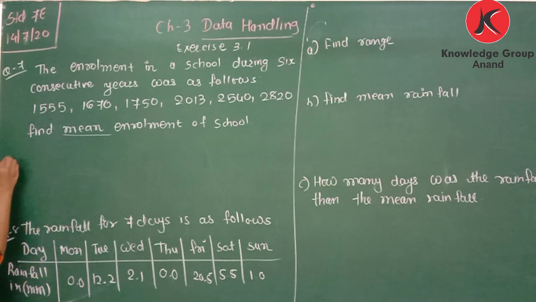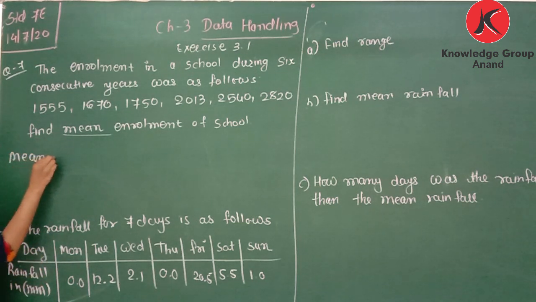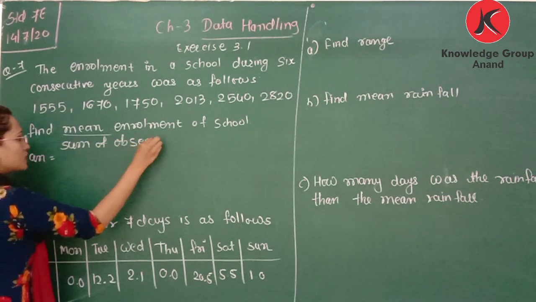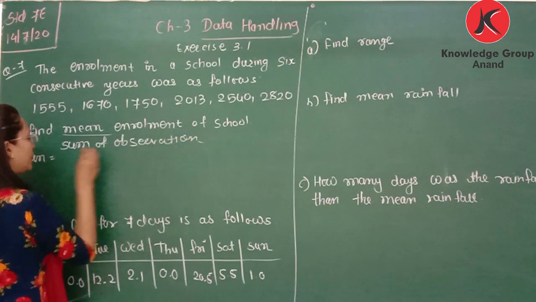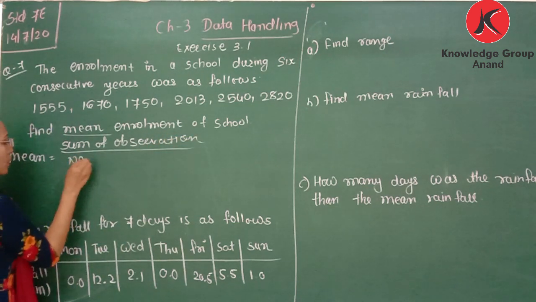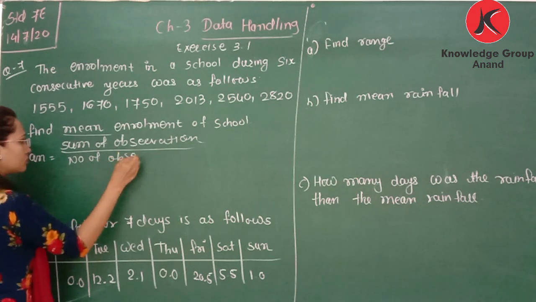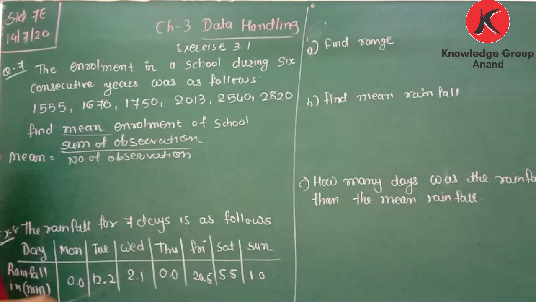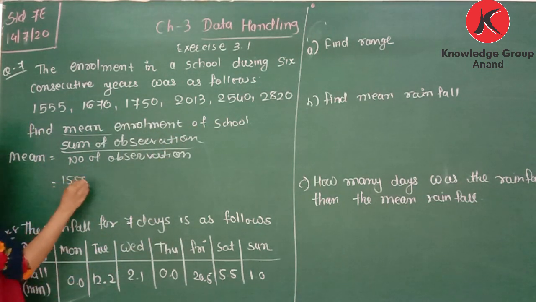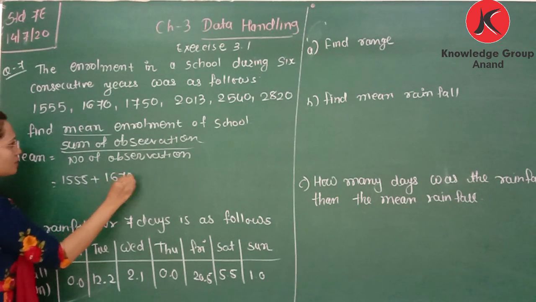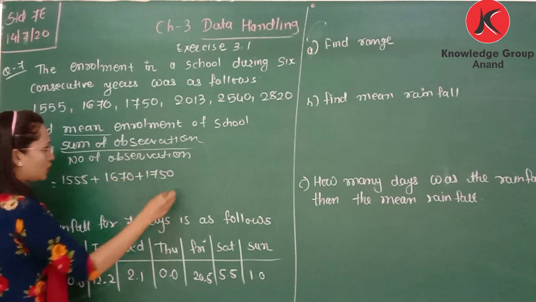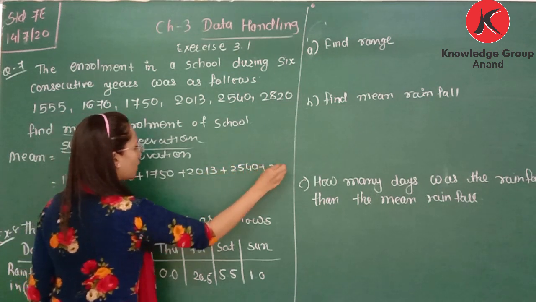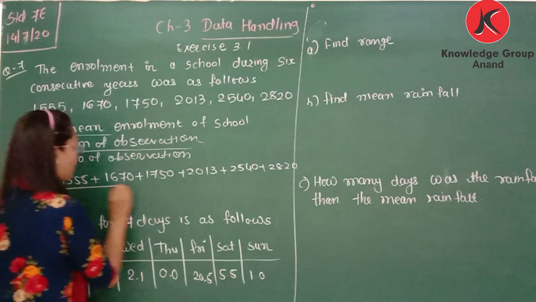So mean enrollment means what? Mean is equal to sum of observations divided by number of observations. So here we need to add all these 6 numbers. So here 1555, 1670, 1750, 2013, 2540, 2820 divided by 6.